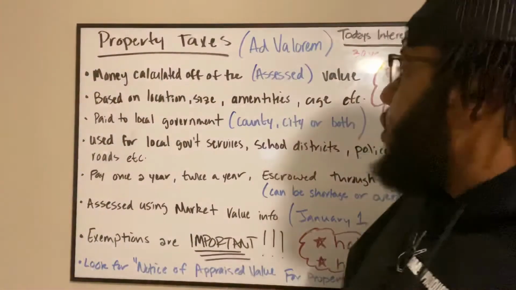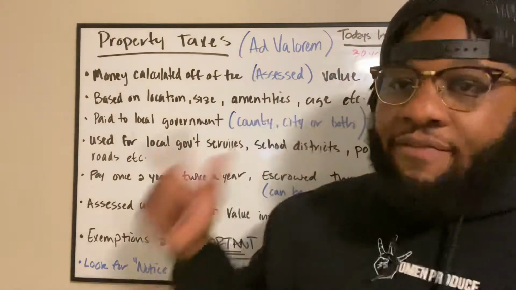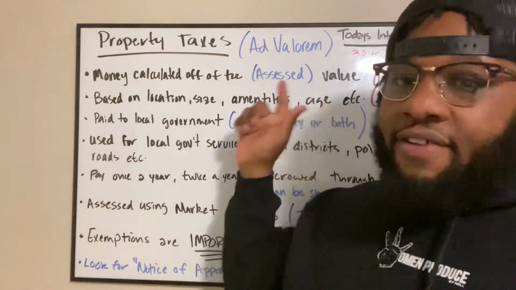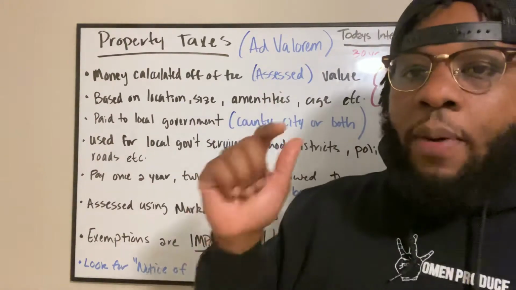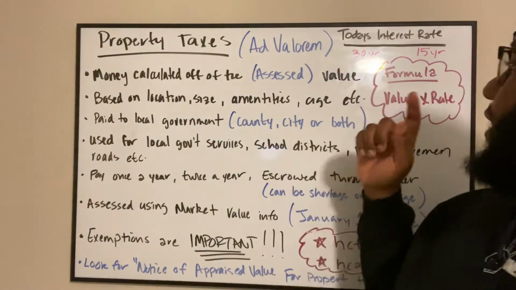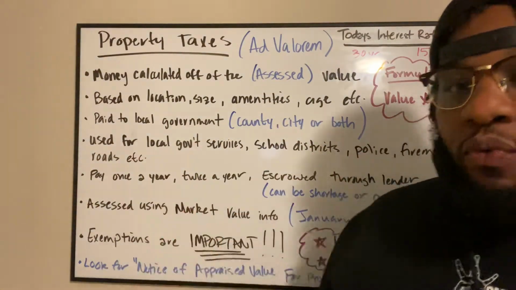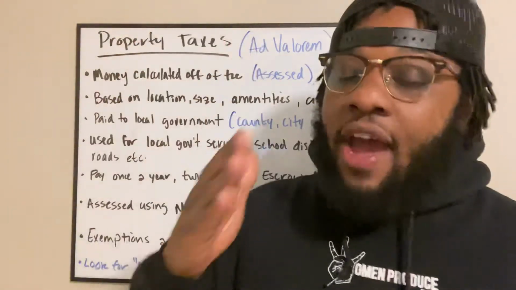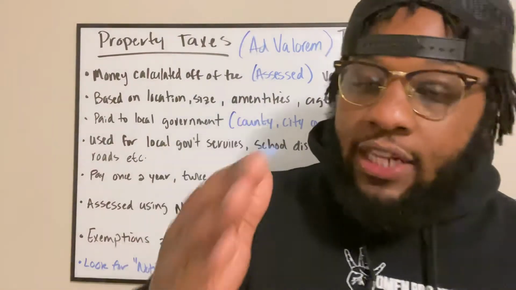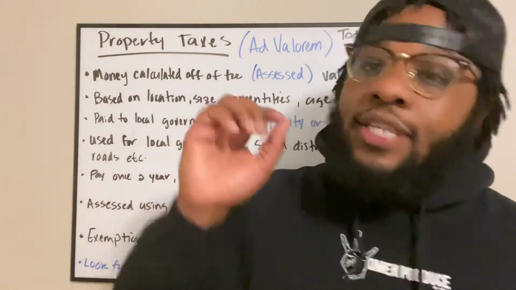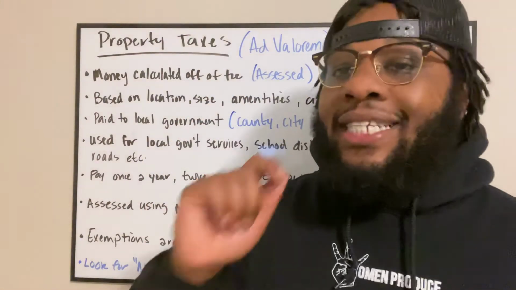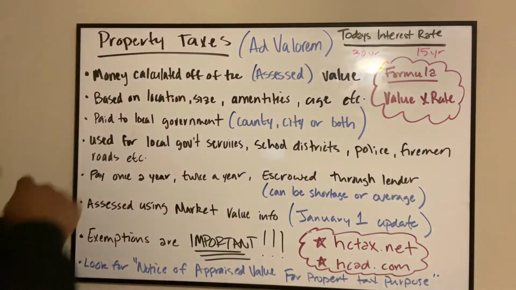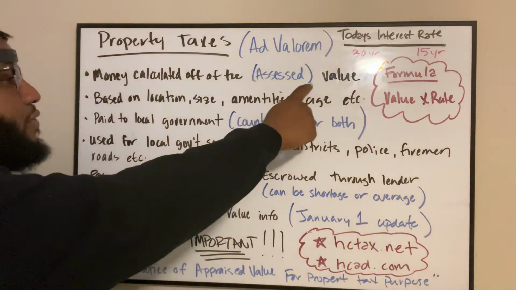But to start it off, property taxes or ad valorem taxes, which means the taxes off the assessed value of your property, all right? And the formula is the value times the rate. So whatever the rate is times whatever the assessed value of your house is, granted specific exemptions, dictates how much you're going to pay in taxes, okay? Now, let's dive a little deeper. Money calculated off the assessed value, we've talked about that.